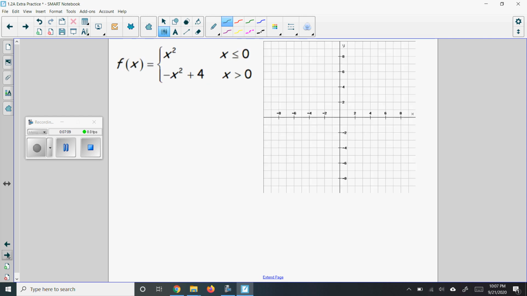Okay, so now let's take a look at this one. We have two quadratics. So let's take a look at the endpoint. If x is 0, this is 0. So we have a closed circle at (0, 0). Now for all the values less than 0, let's just pick some numbers. If x is -1, we have 1, because -1 squared is 1. And we'll have (-2, 4) and (-3, 9). So we've got ourselves a graph that looks like that.